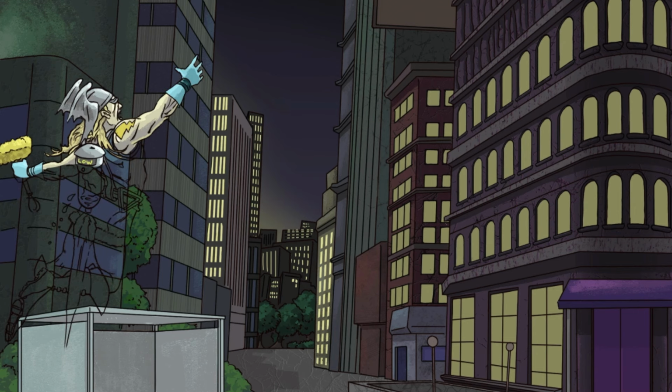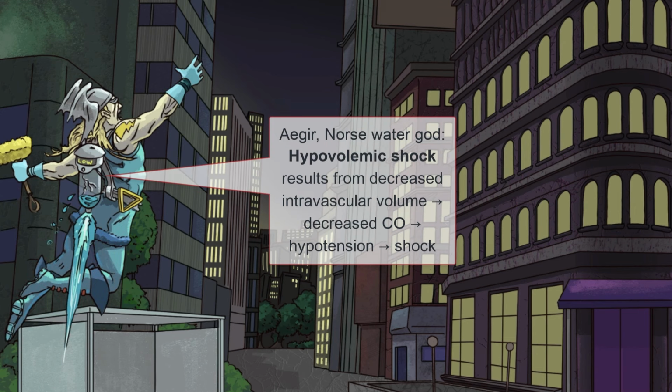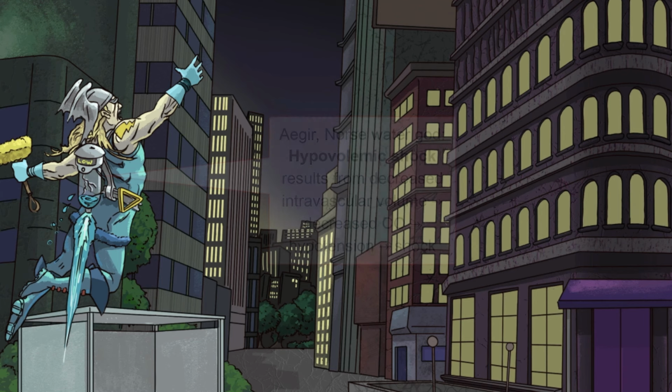Remember Aegir, the Norse water god? I mean, who could forget this guy? He represents hypovolemic shock, which results from decreased intravascular volume, hence his critically low cracked water tank, which in turn leads to decreased cardiac output and hypotension. Hypovolemic shock can be divided into 2 groups, hemorrhagic and non-hemorrhagic.